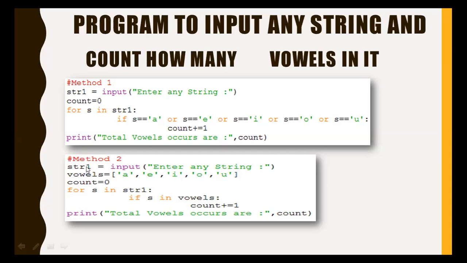It will work till the end of str1. If s in vowels, now what I have to use? s in vowels, count plus equal 1. This is the update part. Now I have to print, so count will be printed. So there are two methods you can use to check the vowels.